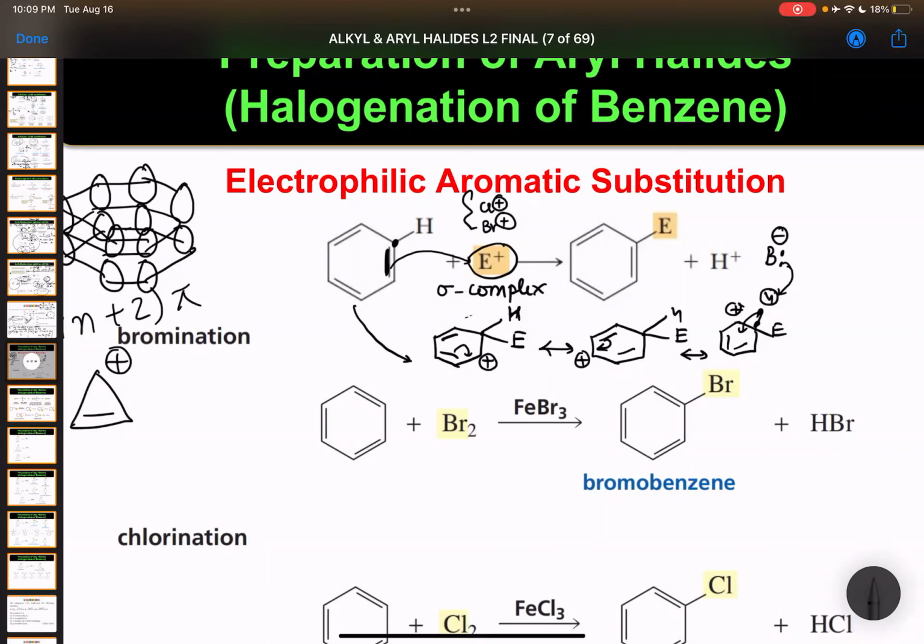And who is responsible? The electrophile is responsible, so that's why it is known as electrophilic substitution reaction, and because it is taking place on an aromatic ring, it is known as electrophilic aromatic substitution reaction, EAS, which are the most common reactions which occur on the benzene.